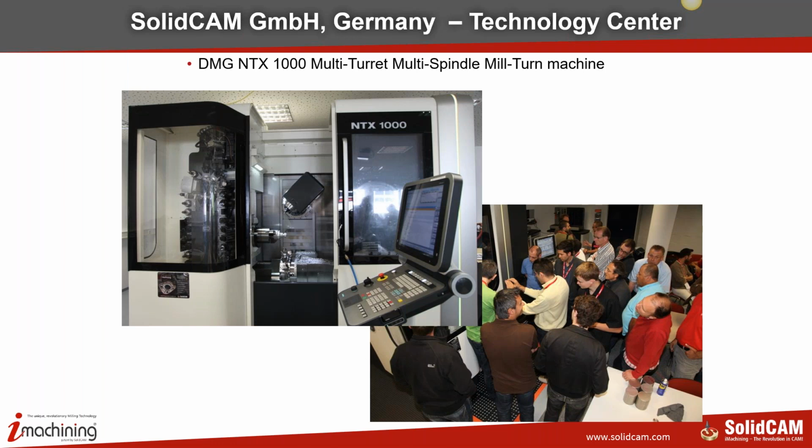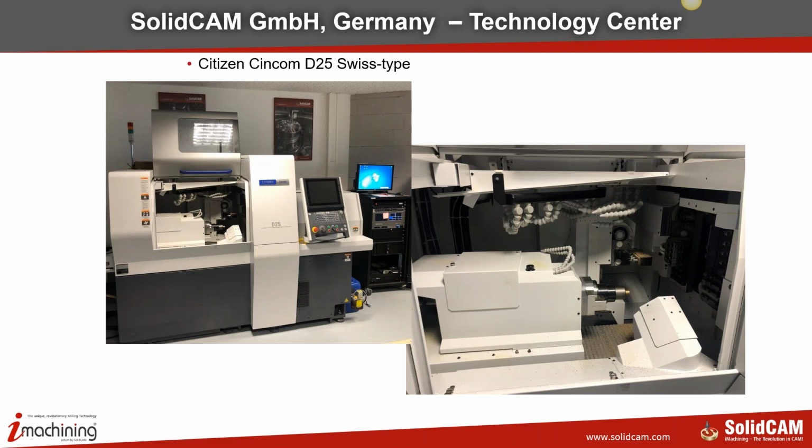We do a lot of trials. We do a lot of parts that we cut on the machines. We also check our software whether the features that were designed are working accordingly or not. So all these testings happen in different parts of our offices on real machines. The latest addition to our family of machines is a Citizen Syncom D25 Swiss type machine, which is installed in our office in Germany, where again, we test our latest Swiss type product.